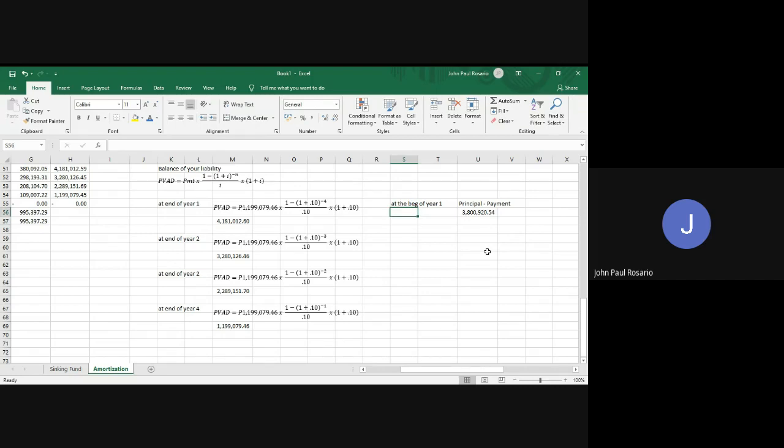So let's go to period 2. The formula is, I believe, the balance at prior year end, or the ending balance of the prior period. Ending balance of prior period, and then you less your payment.